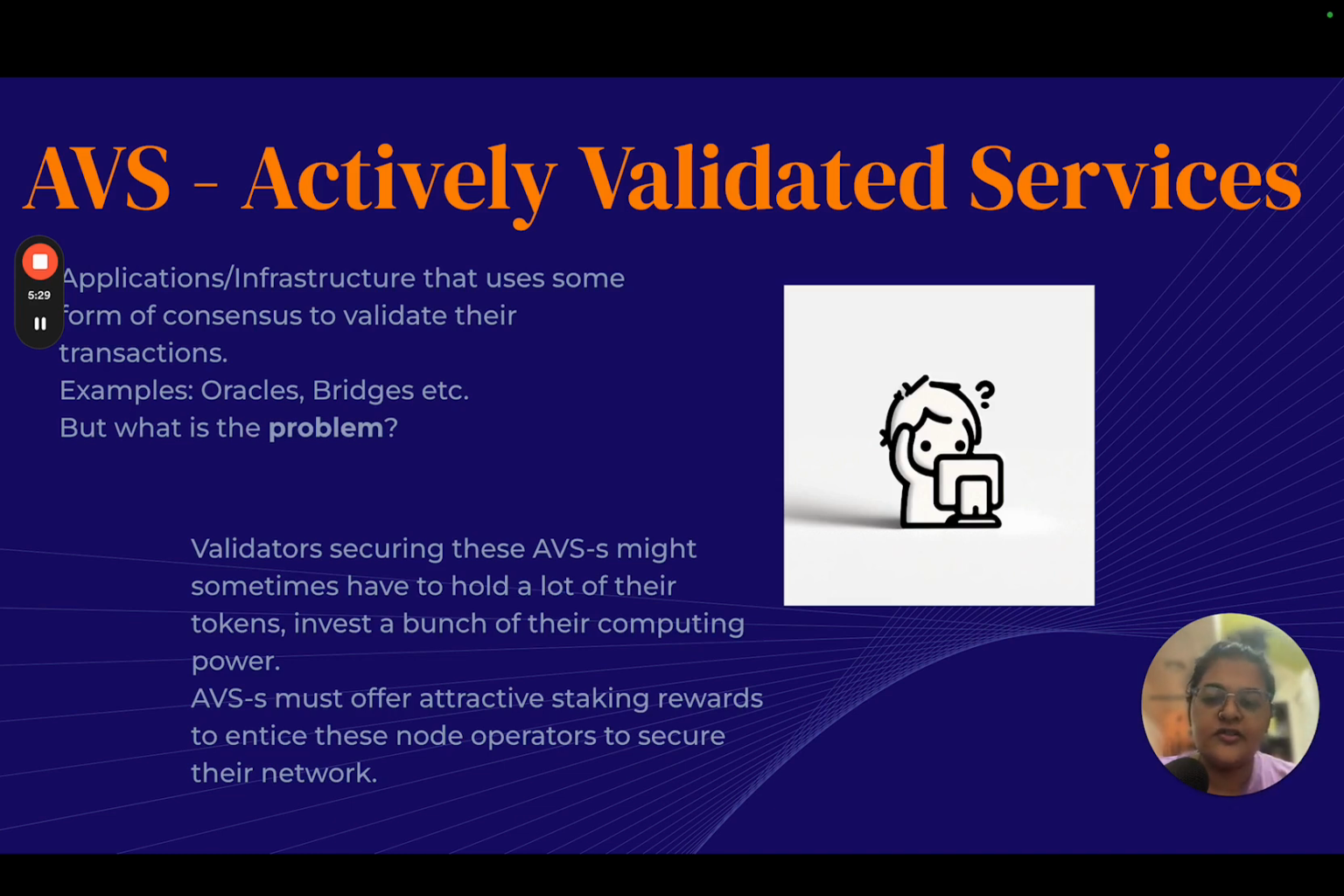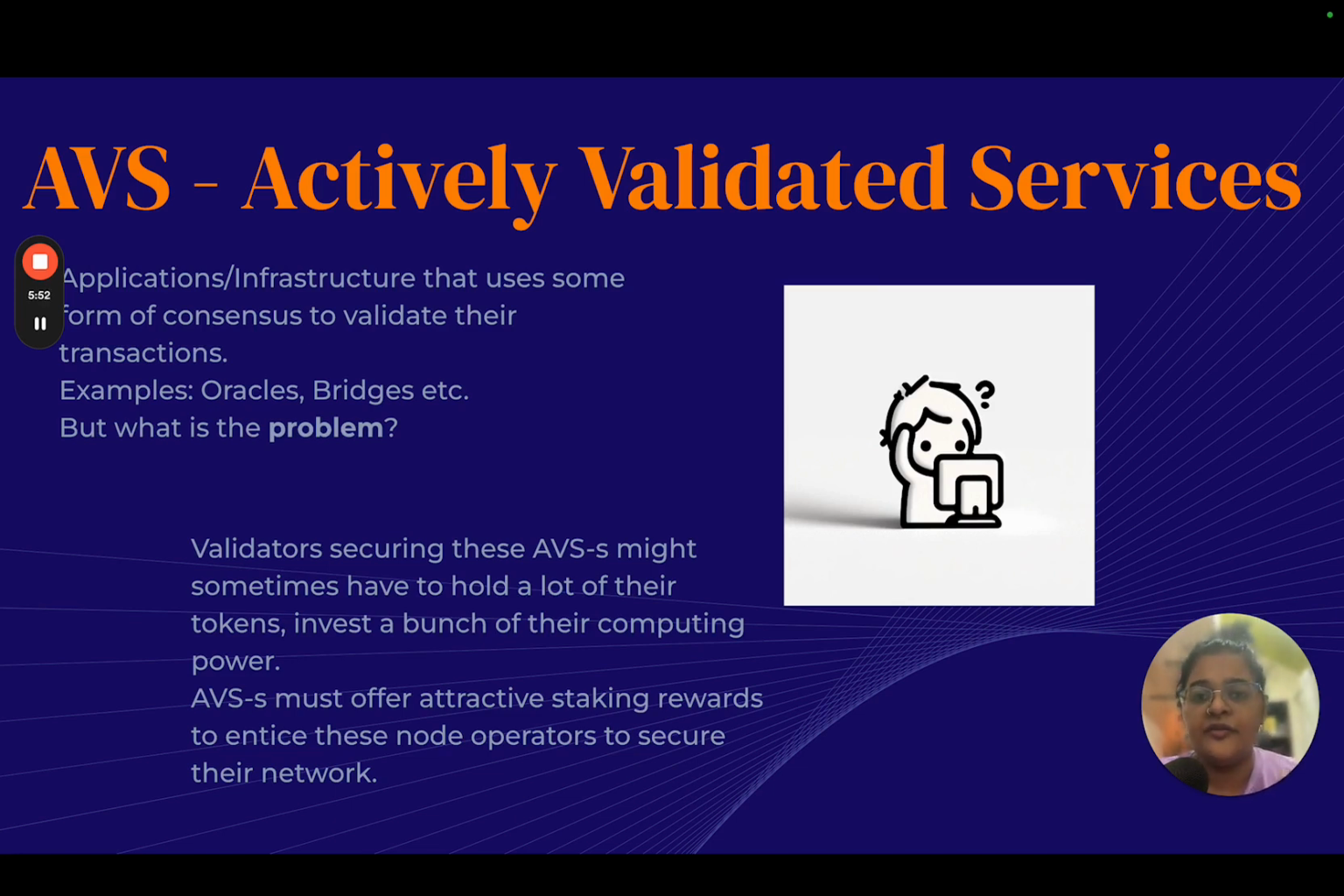And they also need to invest a bunch of their computing power in validating their network, right? Now this is from an operator or validator perspective. From an AVS perspective, they will have to design some really cool incentives or staking rewards to attract more validators to come, so that the end result for them is as decentralized as possible, right?